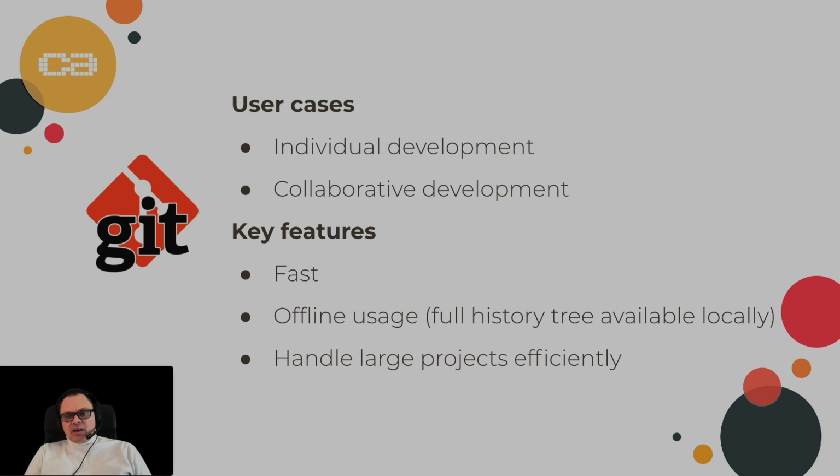And the key features of Git is that it's a distributed version control system. It is fast. It allows many people to collaborate on the same project to avoid mistakes and merge conflicts. It is okay to use it while offline. You do not have to be connected to the network in order to use Git itself, because you have a full history tree of all the changes saved locally. And it can also be modified to handle really large projects very efficiently.